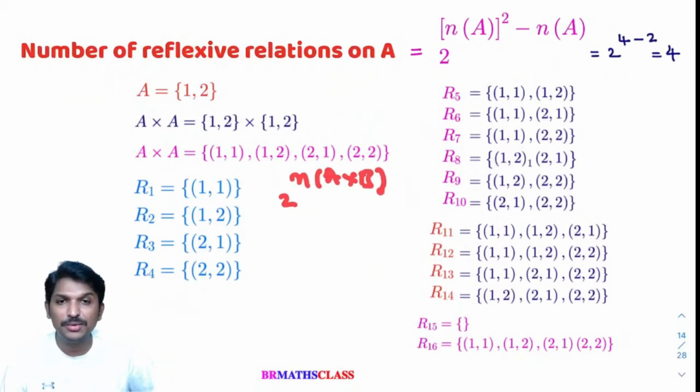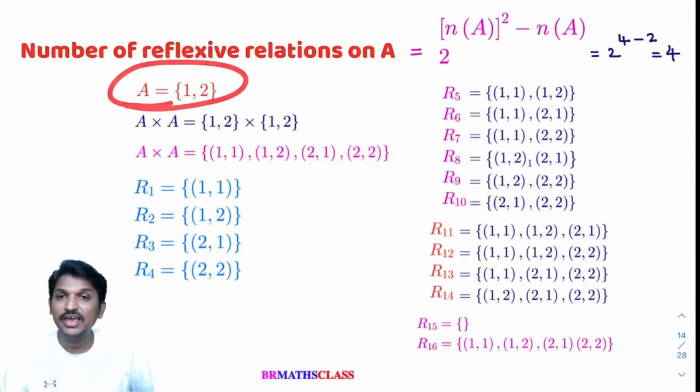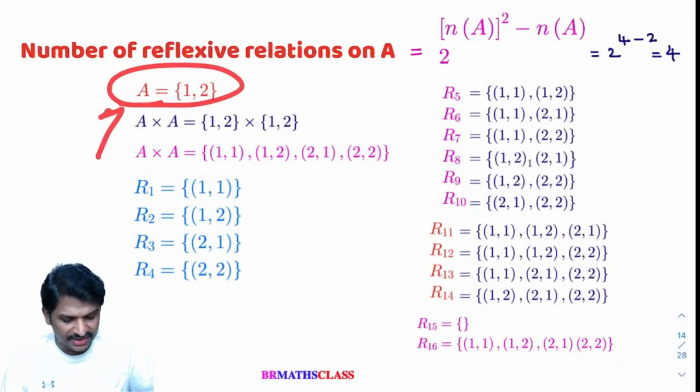2 power number of elements in A cross B. How many elements are there in A cross B? 4 elements are there: 1, 2, 3, 4. So 2 power 4. 2 power 4 is what? 16. If A is the set which contains 2 elements, how many relations can we form on set A?